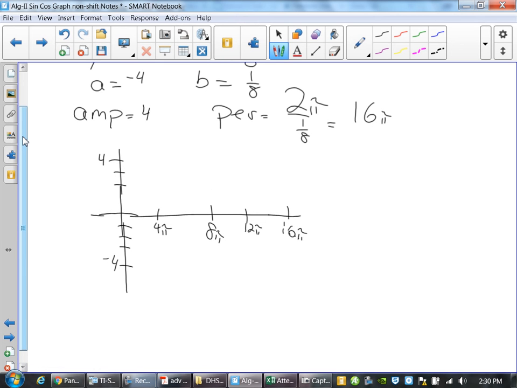In this one here, your A value is -4. It's cosine, so where is it going to start? -4. It goes to 0, goes up to 4, and goes back to 0. Cosine graphs always start at the A, whatever your A value is, whether it's positive or negative, and then it goes to the next point.